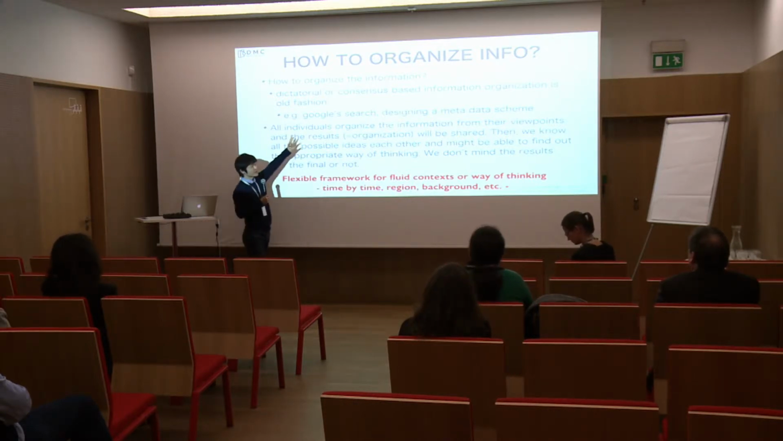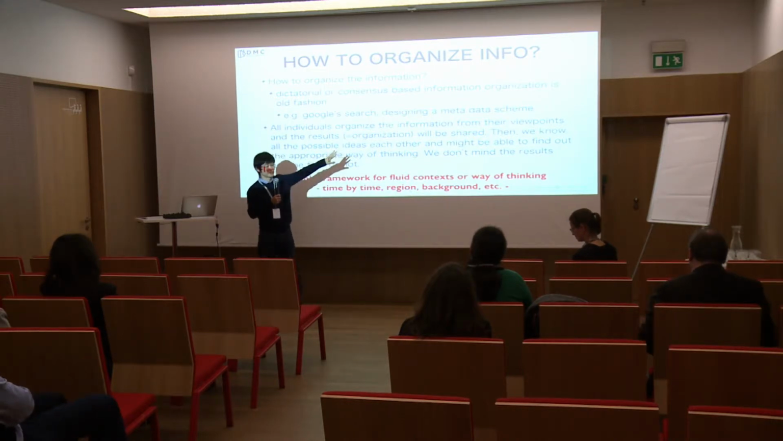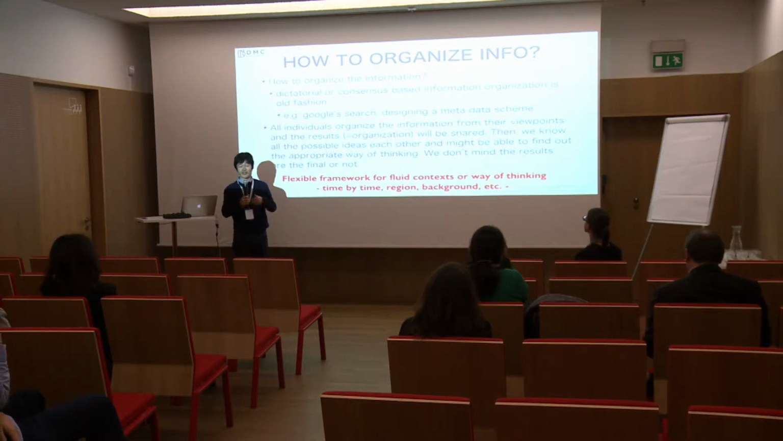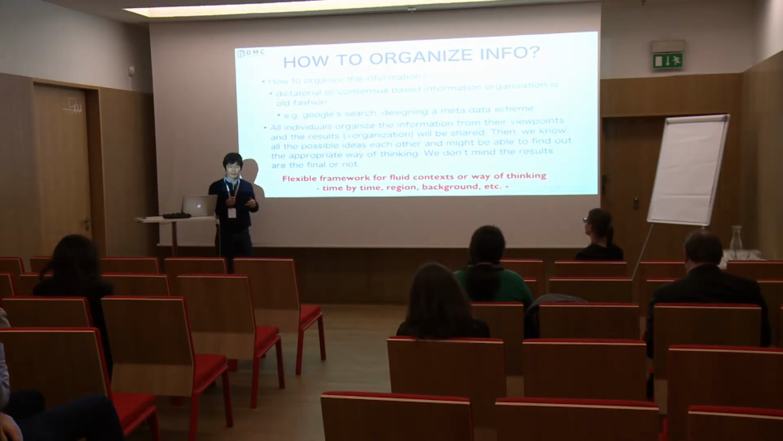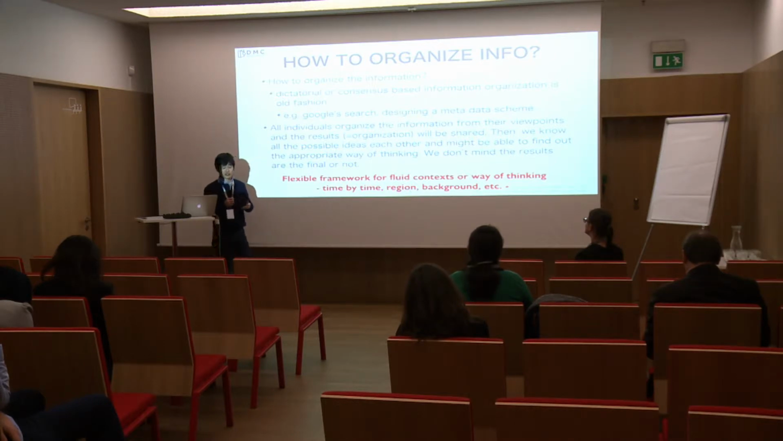Or the consensus-based information organization is a kind of a metadata schema design. So the librarians gather and decide what is the best way, what is the required metadata. It takes so long, and when we reach the conclusion, it takes a long time, for example, 10 years, 5 years. And then what can we do before the decision?